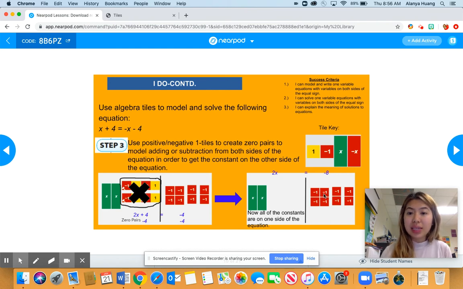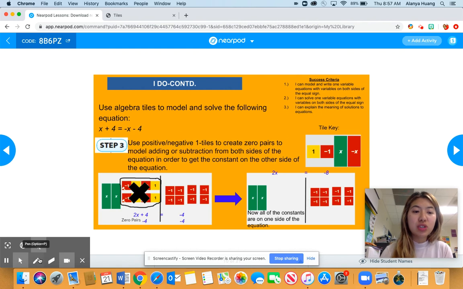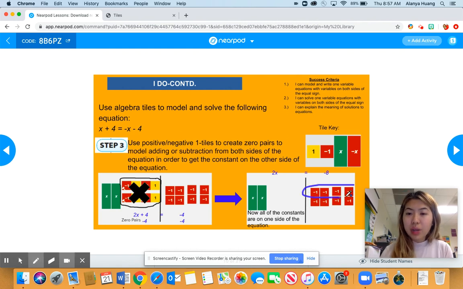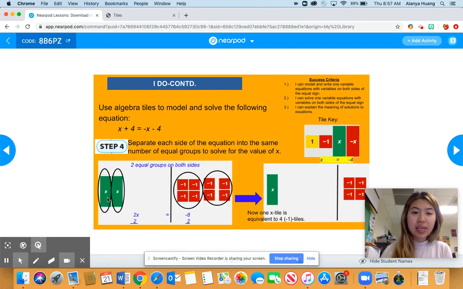And just like we did in that simulation, we have to figure out if we made 2 groups that have the same amount, what is the value in one group? So the 2 groups, I just drew circles around. So that means that x is equal to -4. And that is the solution to our problem. As you can see, the circles are drawn here.